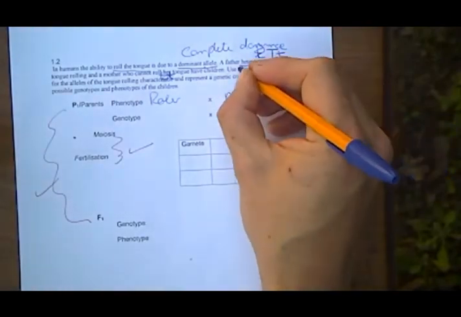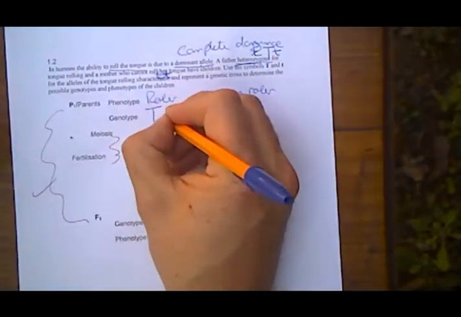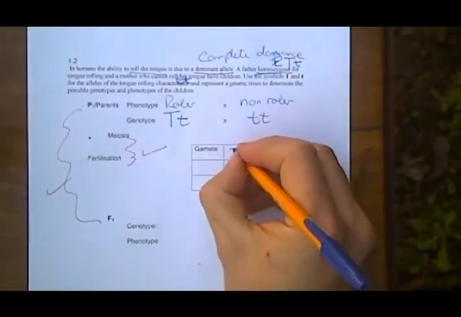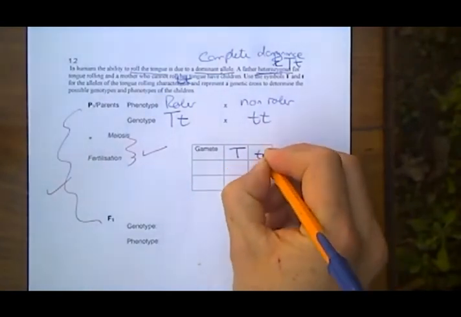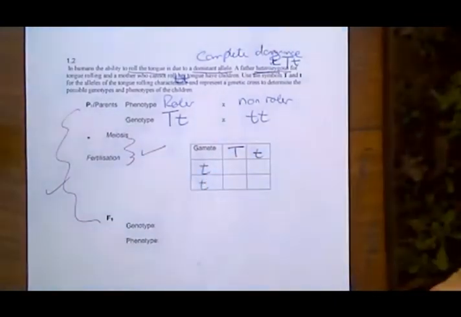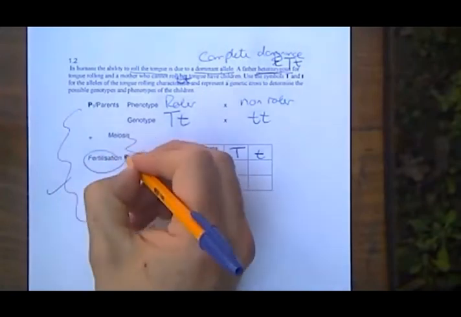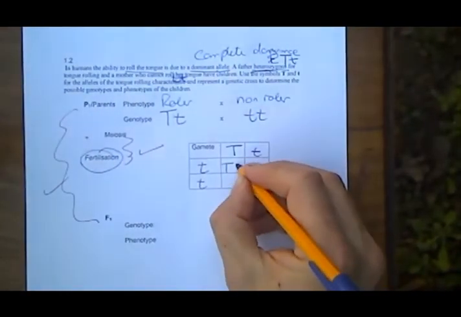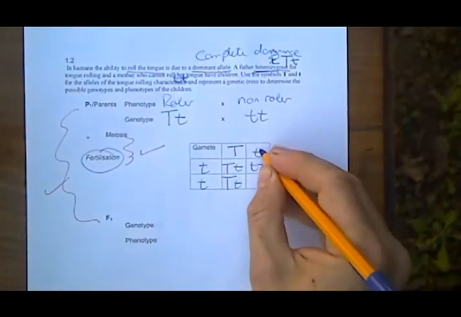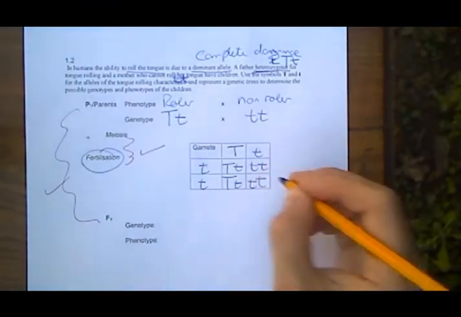Genotype, okay, we know that the dad was heterozygous. He told us he was heterozygous, so it needed to be a capital T, small letter T. The non-roller, mommy, needed to be a small letter T, small letter T. We place that on our punnett square, capital T, small letter T. That's meiosis happening, so we split them up. And mommy's small letter T. We cross them, that's fertilization. Capital T from top, small letter T from the side. Small letter T from the top, small letter T from the side.